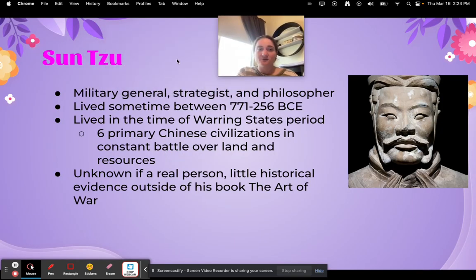All right, so Sun Tzu. He was a military general, strategist, and philosopher. He lived sometime between 771 and 256 BCE. No historian actually knows the answer. He lived in the time of the Warring States period, when 6 primary Chinese civilizations were in constant battle over land and resources. It is still unknown if he was really a real person. There is little historical evidence about him outside of his book called The Art of War.